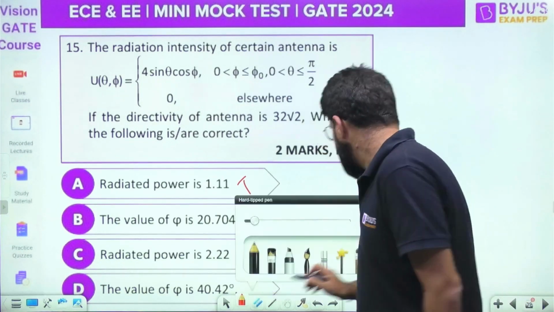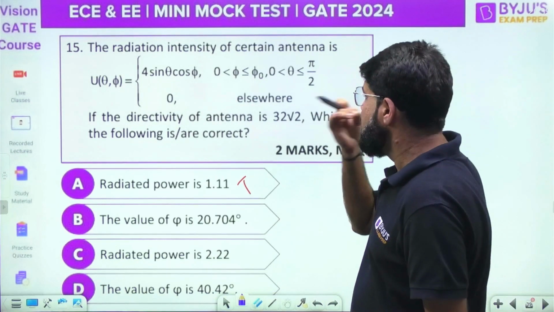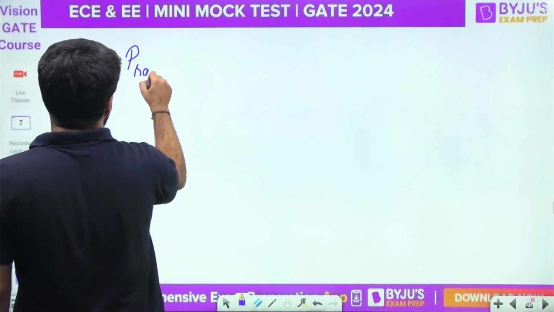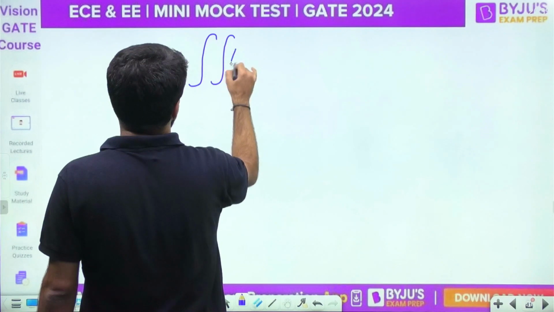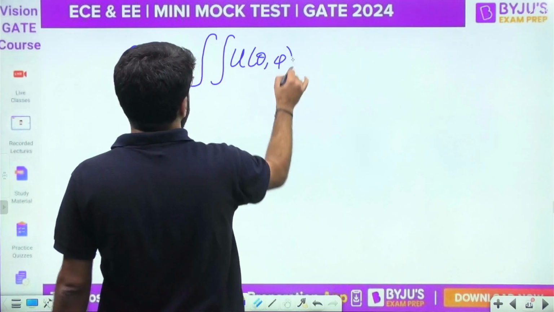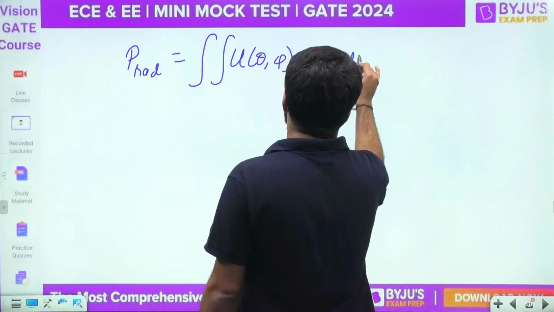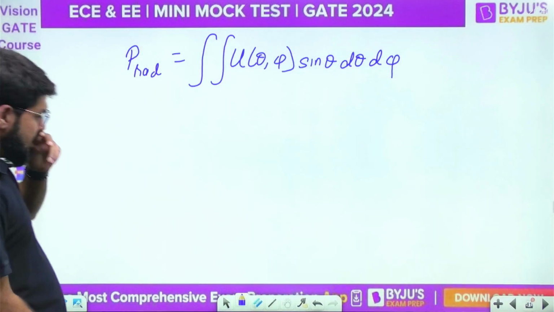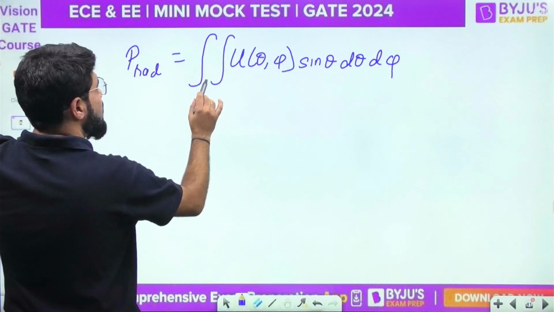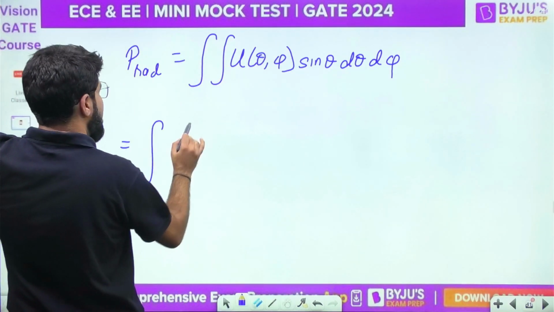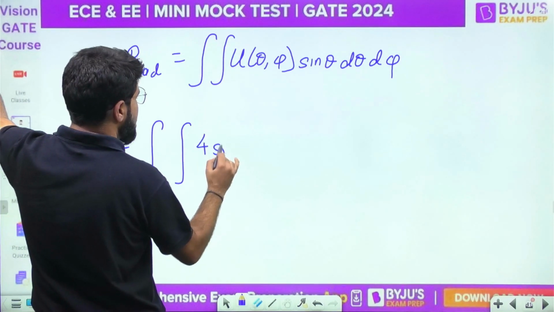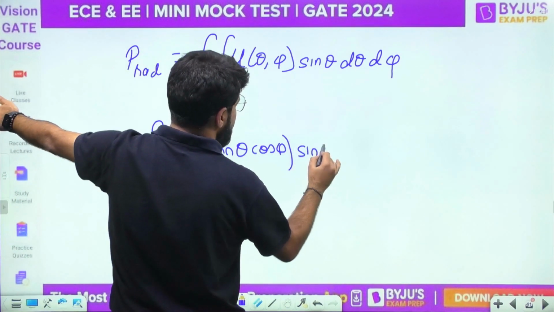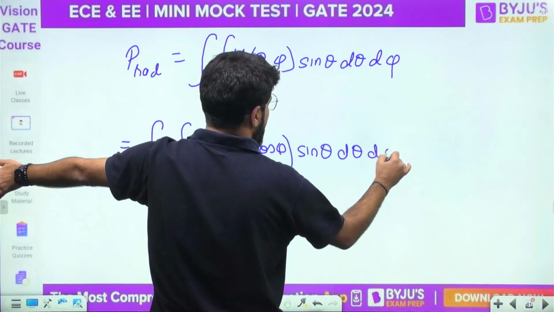Okay, so let us start evaluating it. We can evaluate it by the concept of radiated power. So what is the radiated power? It is given by the integral of radiation intensity U theta sin theta d theta d phi. Now if that is the case, let us start integrating. So this is equal to the integral, U theta is 4 sin theta cos phi, further multiplied by sin theta, and then we have d theta d phi.